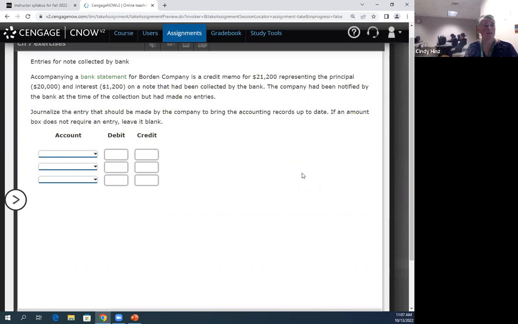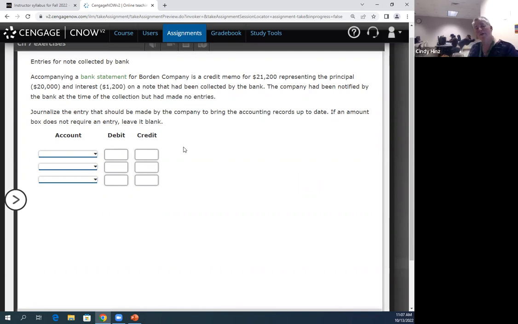So to our exercise, accompanying a bank statement for Borden Company is a credit memo for $21,200, representing the principal of $20,000 and interest of $1,200 on a note that had been collected by the bank. The company had been notified by the bank at the time of collection, but had made no entry. So we see it show up with the bank statement. We say, ooh, yeah, that money's in our account, but we haven't yet put it into our records. And so that's what we need to do now.